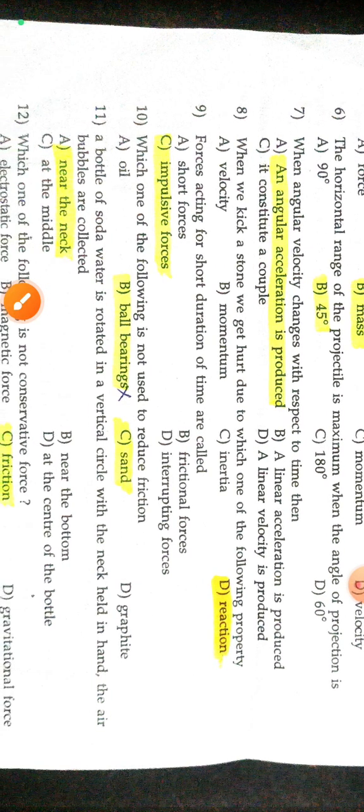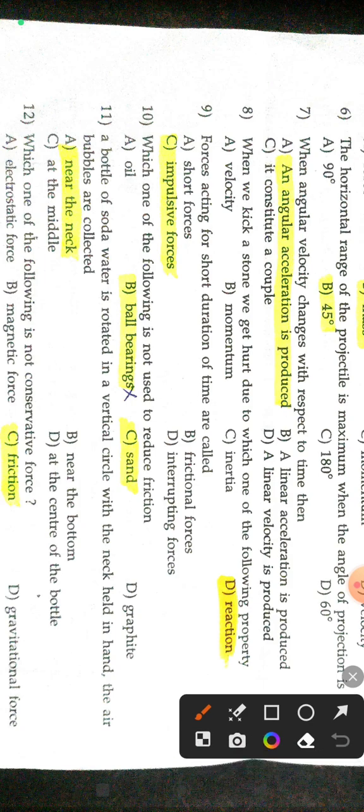Okay, now we'll discuss the eighth question. What are they asking? Now see, when we kick a stone, we get hurt due to which one of the following properties? We know already, there is a common saying: for every action there is an equal and opposite reaction. Similarly, we are doing an action on some stone, which means automatically it will react against you, right? So option D is the right answer.